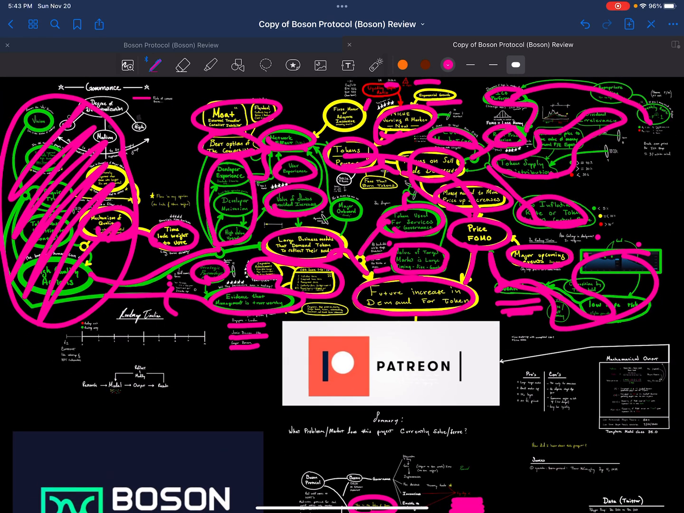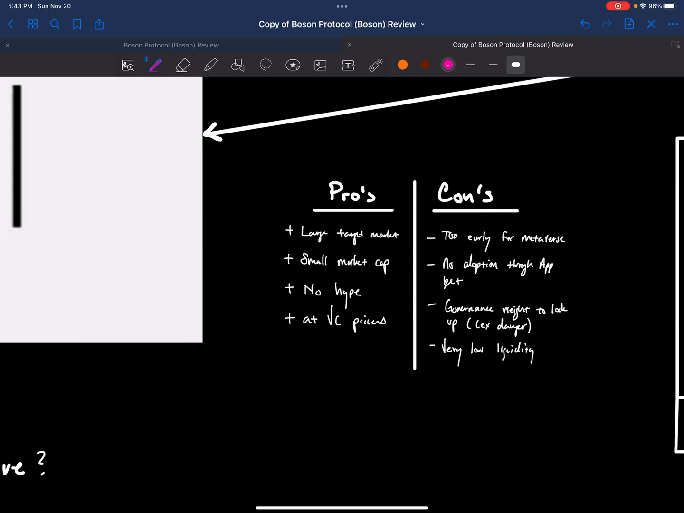All right, that's the model output being neutral. Just a general summary. Pros: it is a large target market, as many cryptos are. It has a small market cap. There's no hype, as many other crypto projects have, and it's at VC prices. This is a time you would want to enter projects in general.